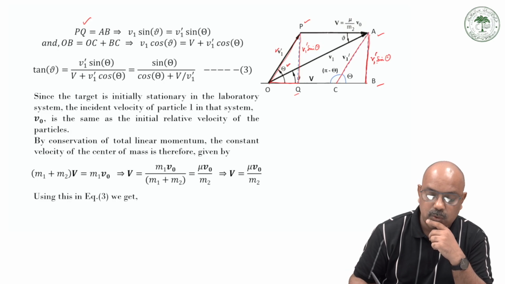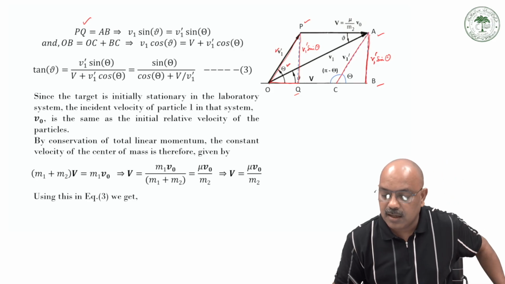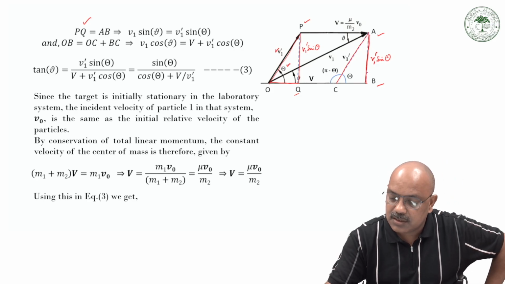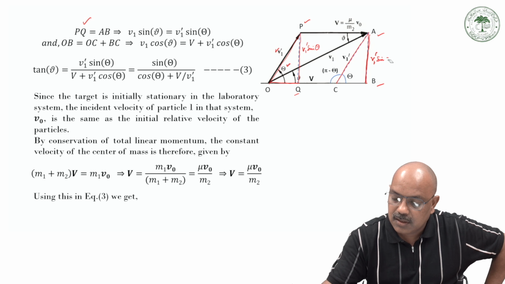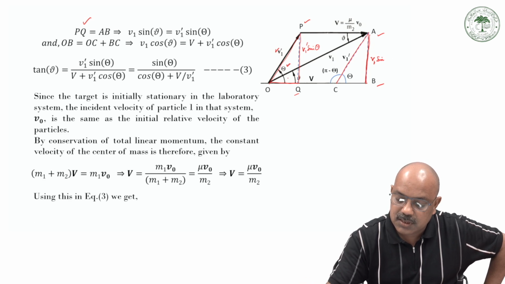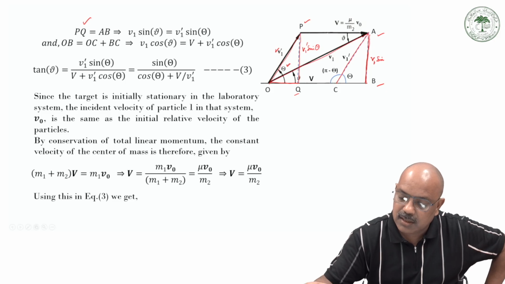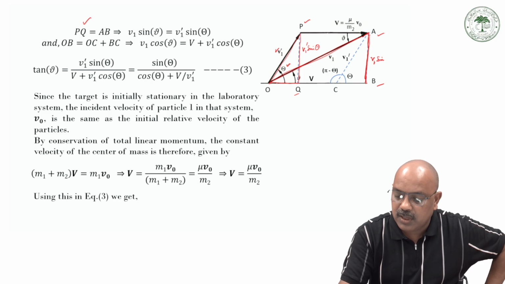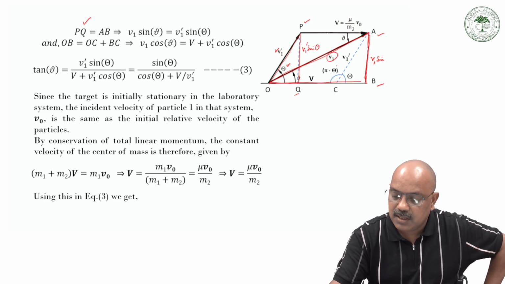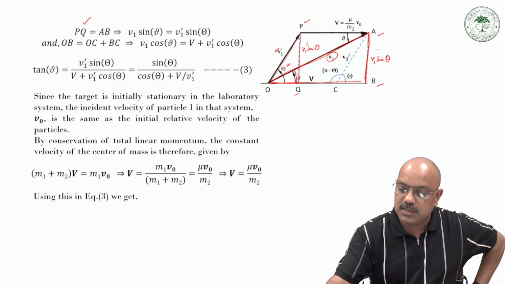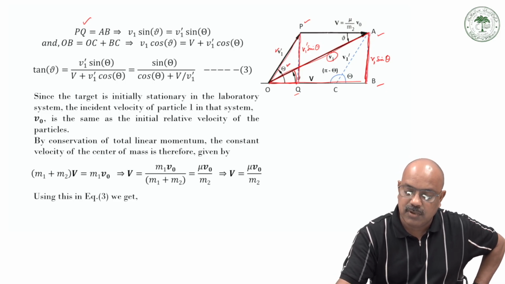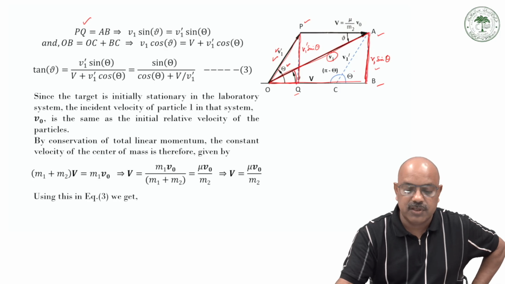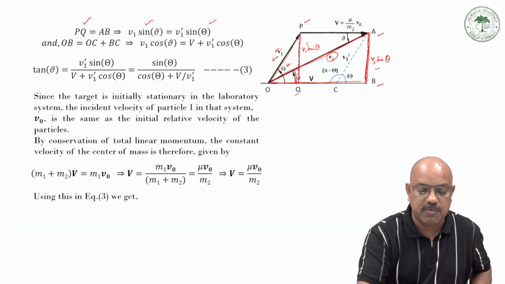Sorry, this is not prime, because it is this angle we are talking about. This whole angle is V1, and sine of this angle is going to be sine theta. So this length and this length are equal, related with V1 prime and V1. So V1 sine theta is V1 prime sine theta prime.